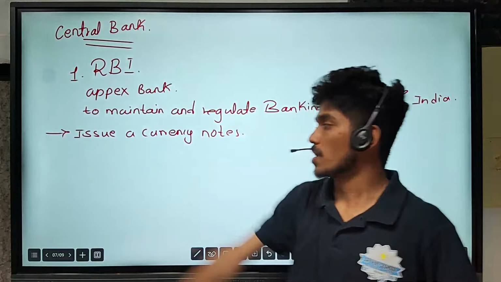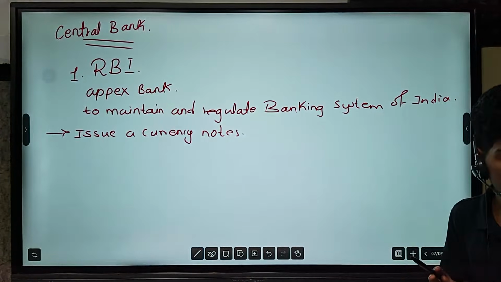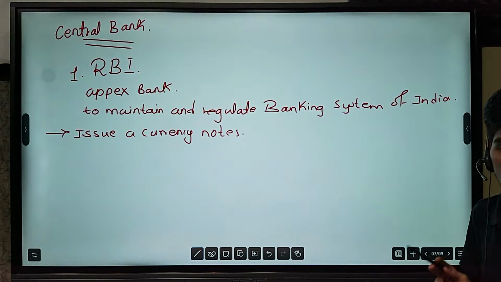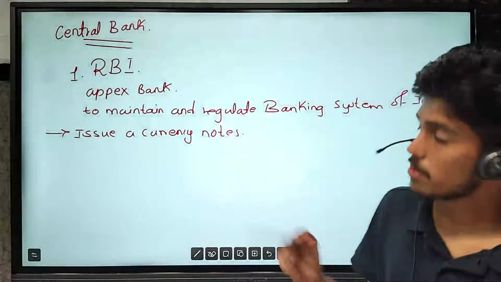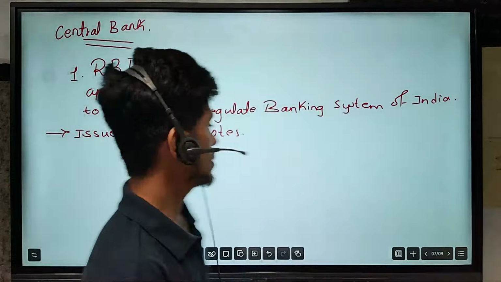So for issue of currency, only the RBI has the right to issue currency. Only RBI can issue the currency. Printed notes can be issued by RBI only. All the other banks cannot contribute in issuing the currency notes. Okay. Now the second thing, what is it?